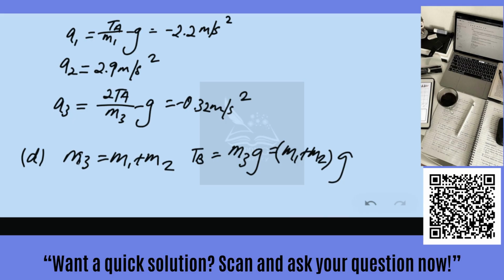However, the masses M1 and M2 are moving, and because they are moving, TB does not equal M2 plus M1 times g. As a result, TB is unable to balance the weight of M3, and thus M3 starts to accelerate.